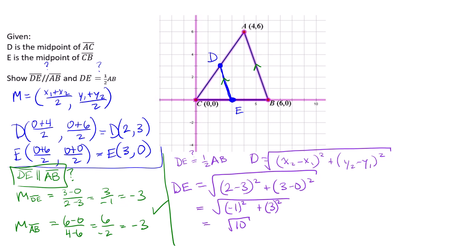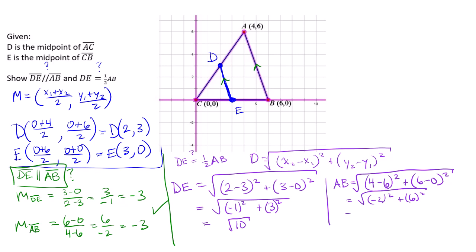All right. So next, let's find AB. We'll do the same thing. So we'll call these our 2's and these our 1's. So we'll do x2 minus x1 quantity squared plus y2 minus y1 quantity squared. And so this will turn into negative 2 squared plus 6 squared. And so negative 2 squared is 4. 6 squared is 36. 4 plus 36 is 40. So we have root 40, right?